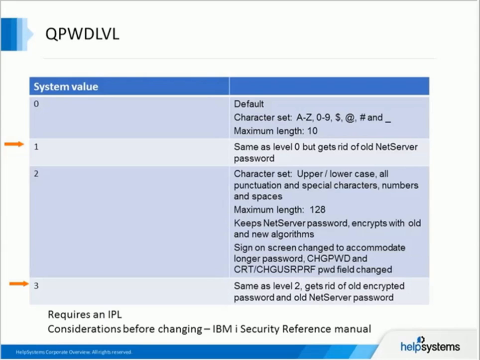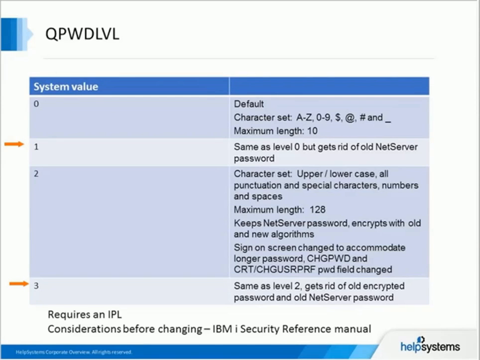Okay, password level, I'm going to jump to 2 and 3. Password level 2 and 3 enables what's called passphrases. And it's often thought that those are easier to remember than a cryptic short password, because a passphrase is often a sentence or a set of words.